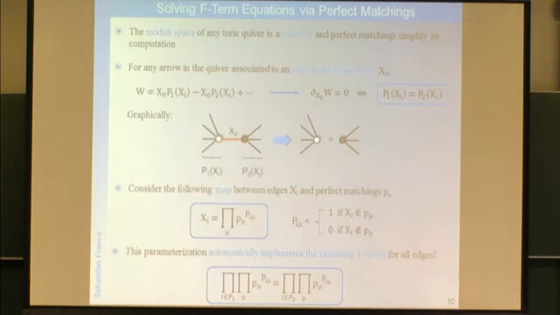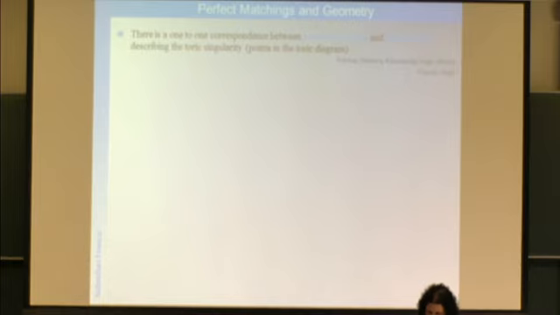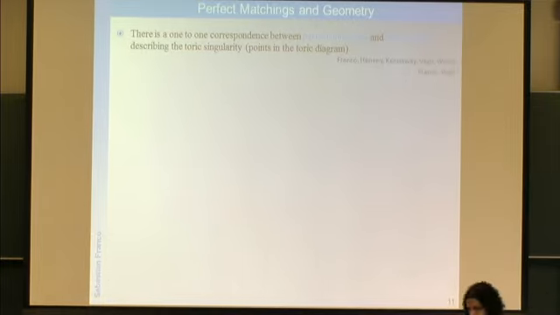But if a perfect matching appears on the left, due to the definition of the perfect matchings, every node has to appear in one edge of the perfect matching, so it will appear on the right. This tells you that perfect matchings automatically solve the F-term equations. This is why these are useful for determining the geometry. You can think of these as the gauge linear sigma model fields for the toric geometry.